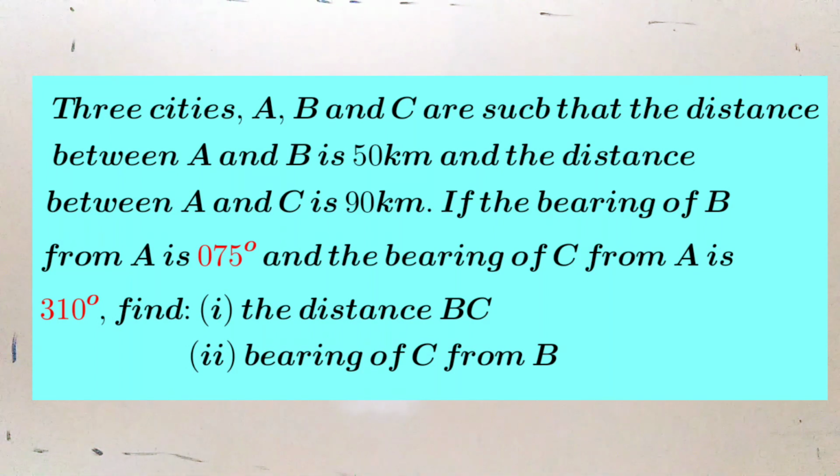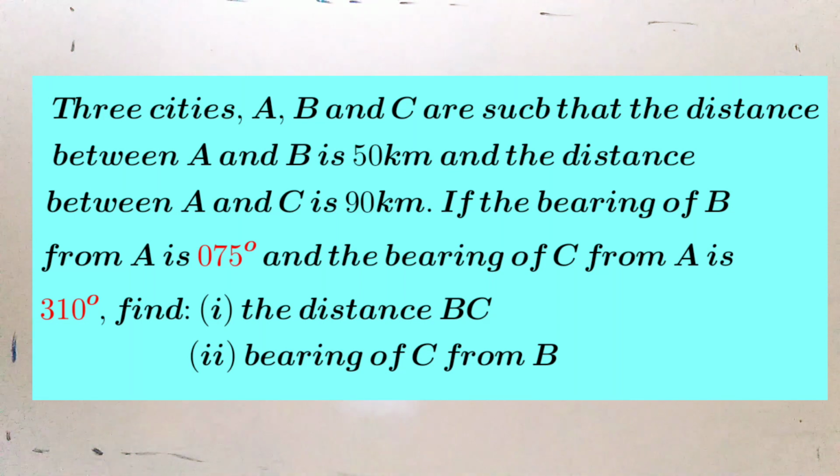Three cities A, B, and C are such that the distance between A and B is 50 kilometers, and the distance between A and C is 90 kilometers. If the bearing of B from A is 075 degrees and the bearing of C from A is 310 degrees, find 1. The distance BC, and 2. The bearing of C from B.